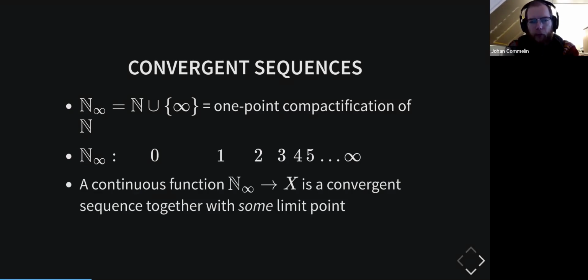then this is exactly a convergent sequence together with some limit point. I guess if X is a metric space, then actually the limit point will be unique. But if X is a bit more general and, for example, let's say not Hausdorff, then the limit point doesn't exactly have to be unique. But what I want to point out is that N∪{∞} classifies convergent sequences together with the limit point.